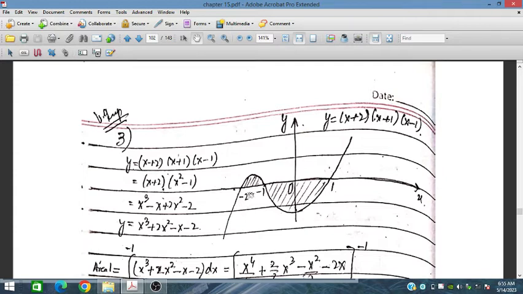We take the limits from -1 to +1. So from here to here, it will always give the wrong answer, because area is always in terms of magnitude, so we have to cover this area as well. So this is a separate area. So this area plus this area, and area always comes in the form of magnitude.